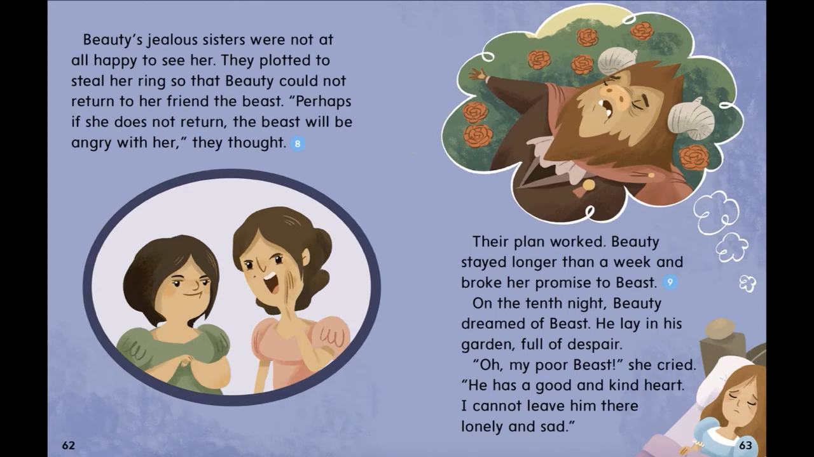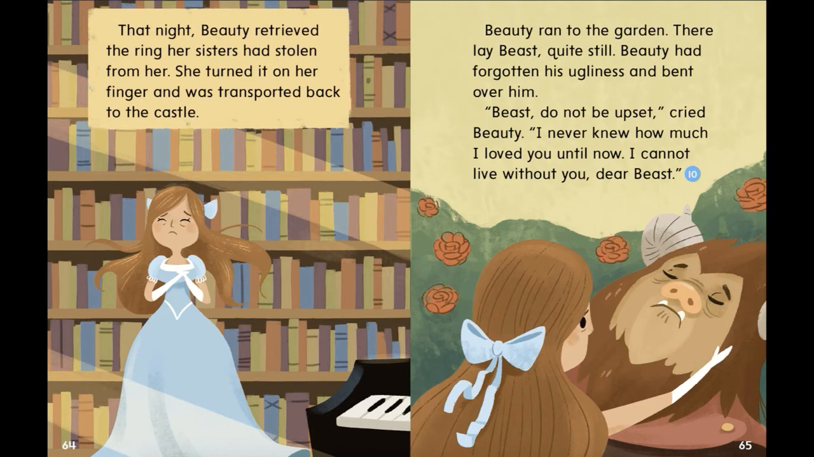"Oh, my poor Beast," she cried. "He has a good and kind heart. I cannot leave him there lonely and sad." That night, Beauty retrieved the ring her sisters had stolen from her. She turned it on her finger and was transported back to the castle. Beauty ran to the garden. There lay Beast quite still. Beauty had forgotten his ugliness and bent over him. "Beast, do not be upset," cried Beauty. "I never knew how much I loved you until now. I cannot live without you, dear Beast."